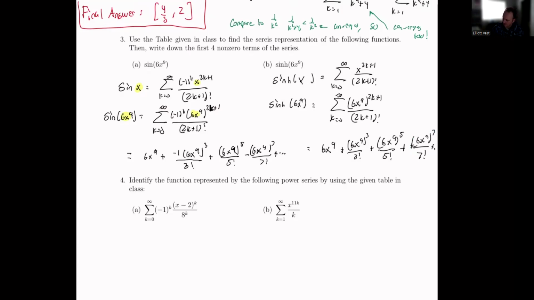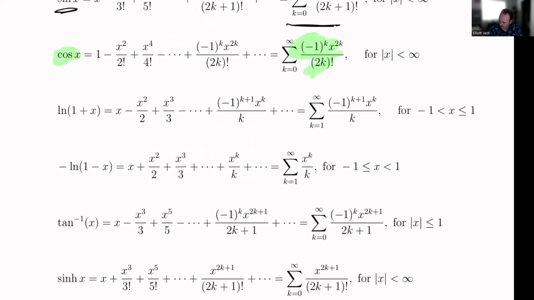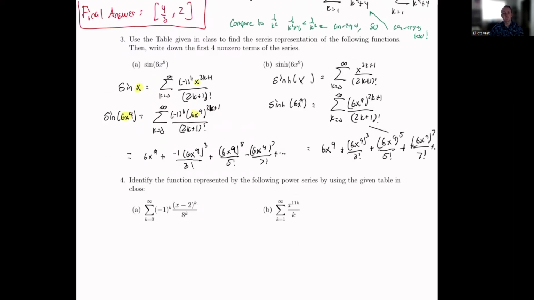Okay. Wait a sec. Is this not working? I don't know what's going on. I can't move this page for some reason, but that's fine.